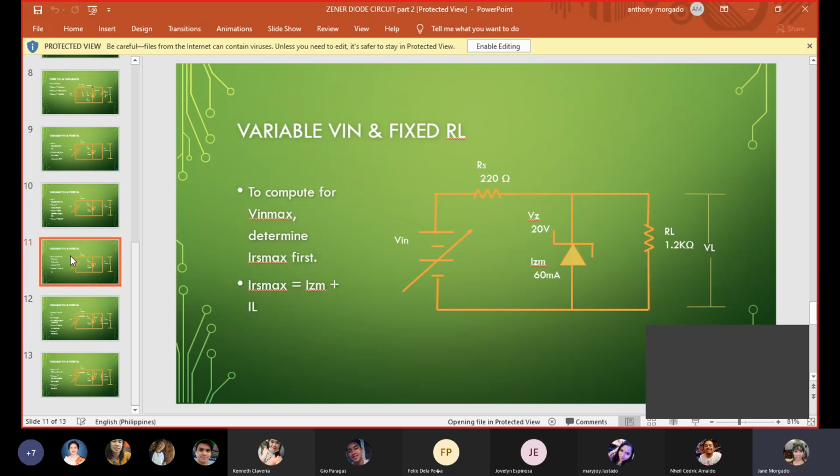How about the maximum? Now we determine the maximum IS. What could be the maximum current flowing through RS? To determine the maximum IS flowing through RS, we must consider the IZM value of the Zener. So IZM plus IL would be the maximum current flowing through RS. The IZM is 60 milliampere, whereas, how do we get IL? What will we do?